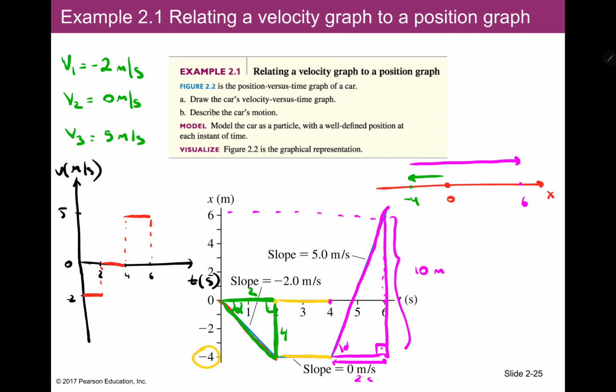So the second question describes the car's motion. We already described it. Initially it was at 0 origin, then it went back to the left for 4 meters, then it waited for 2 seconds, no motion, and then started moving to the right for 10 meters, and position becomes 6. So here you should be careful with distance covered and the position. This graph was position, so we didn't give any information about distance. If we want to describe it in terms of distance, during the first second it covered 4 meters, then 0 meter during the next 2 seconds, and 10 meters during the next 2 seconds.